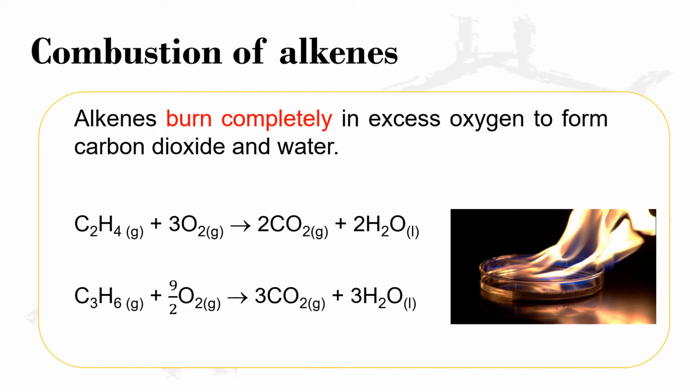If you don't want to leave the chemical equation in fraction form, you can multiply by the denominator, so it will become whole numbers. So you have 2C3H6 plus 9O2, then you obtain 6CO2 plus 6H2O.